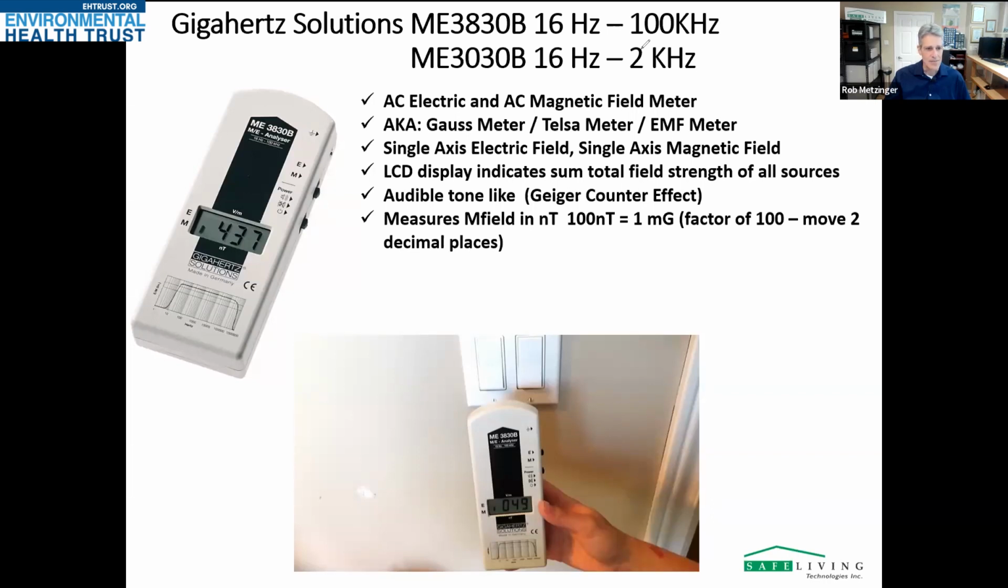You can also see over here, some people mistake this for a decimal point. It's not. This is the unit of measurement. We're measuring magnetic fields, and it's in nanotesla for this measurement. If it was electric fields, this dash would be up here. It's not a decimal point. So this is a magnetic field reading in nanotesla. It'd be 437 nanotesla, or 4.37 milligauss. That's how you'd read that meter.